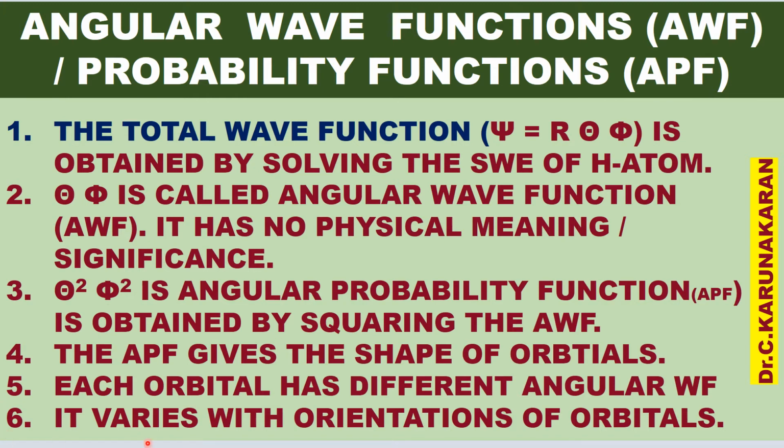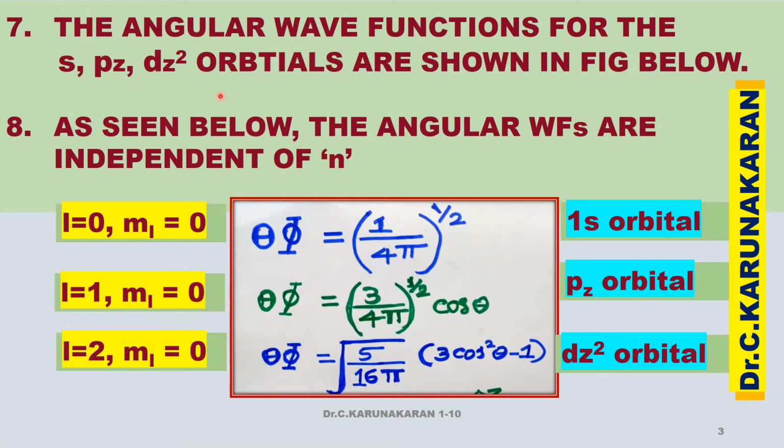The angular wave function also varies with the directions and orientations of the orbitals. For example, px, py, pz have different angular wave functions. The angular wave functions are nothing but mathematical equations, and those for the s orbital, pz orbital, and dz square orbital are shown in this equation. As seen below, the angular wave functions are independent of the principal quantum number.